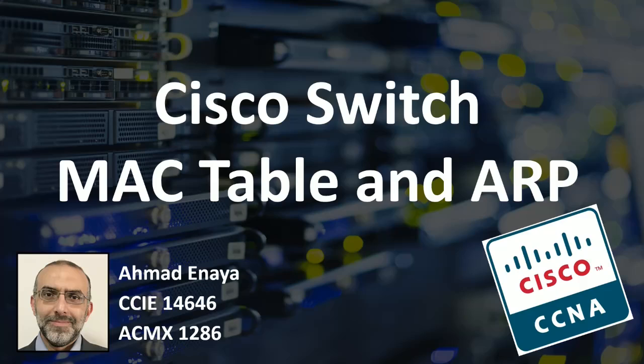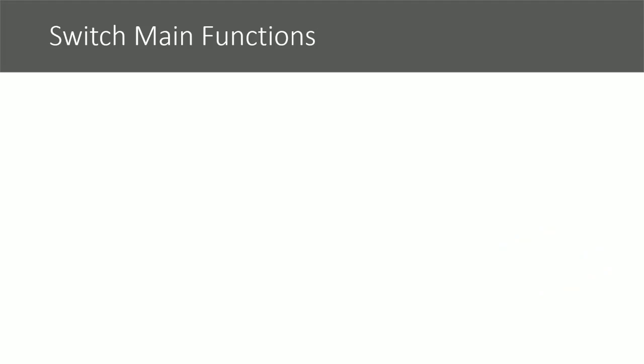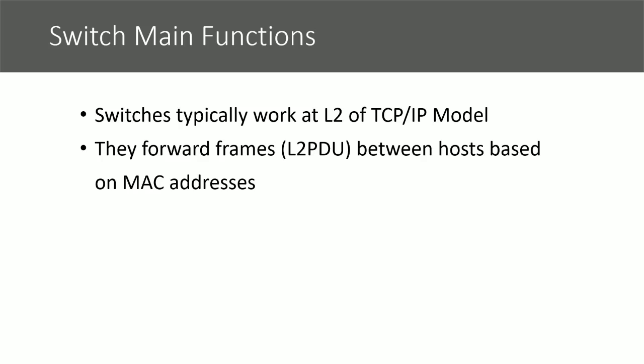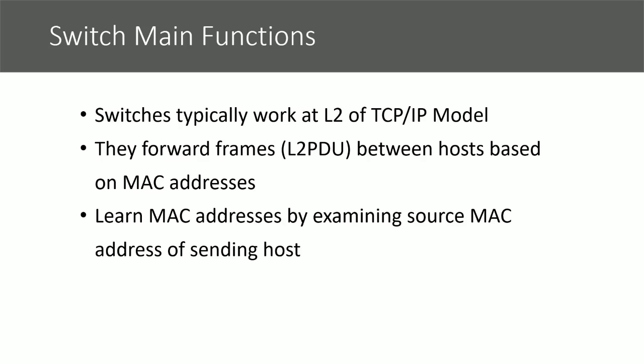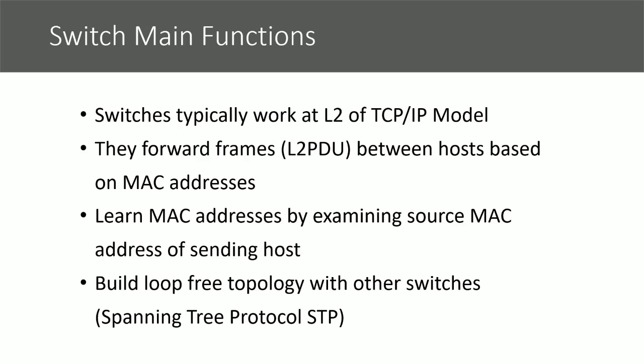In this video, I will talk about Cisco switch, MAC table and ARP protocol. Let's start by talking about the main functions of a switch. Switches forward frames or layer 2 PDUs between hosts based on MAC address, and we will discuss MAC address in a coming slide. Switches learn MAC addresses by examining the source MAC address of the sending host, and they build a loop-free topology with other switches. This is called Spanning Tree Protocol, or STP, that we will discuss in a coming video.